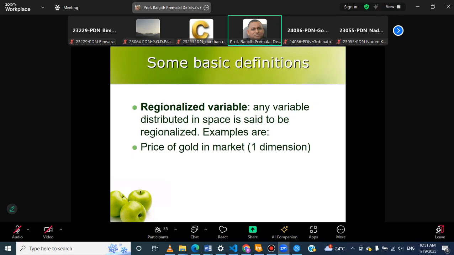And also, when you look at variables which are distributed in space, we call these variables a regionalized variable. Any variable distributed in space is said to be regionalized. Example, price of gold in the market. The price of gold in the global markets is not the same. In India, gold is more expensive than what we find in Sri Lanka. That's why people try to smuggle gold to India.